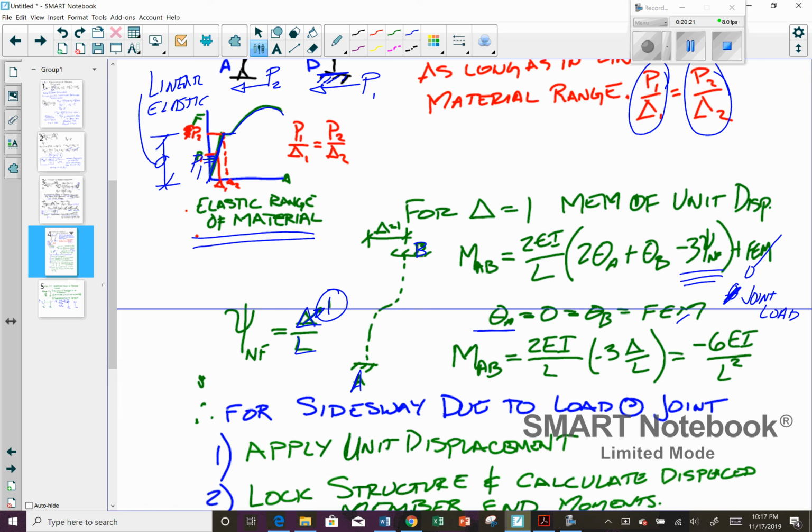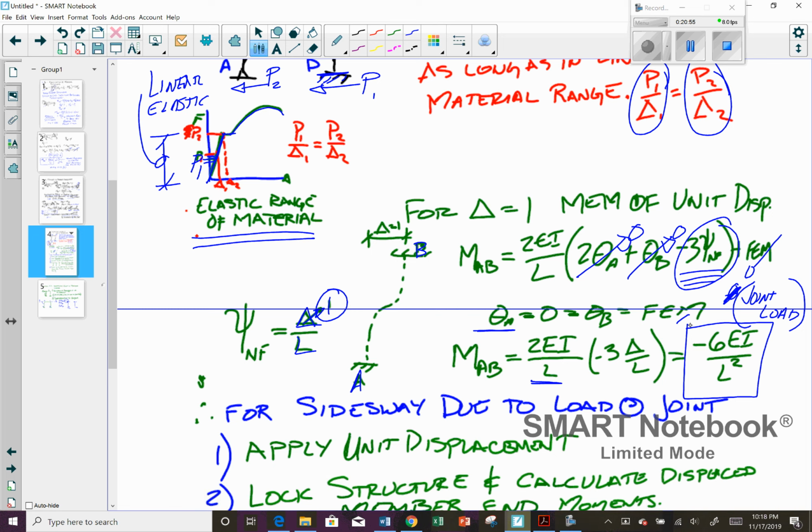But again, that doesn't mean that we have no moment in the member, because we have curvature in the member. So our moment AB is equal to 2EI over L times -3, because this is the only term. This went to 0, and this went to 0. This is the only term that's left in the equation. It's a -3 delta over L. That delta is equal to 1, so we end up with -6EI over L squared.